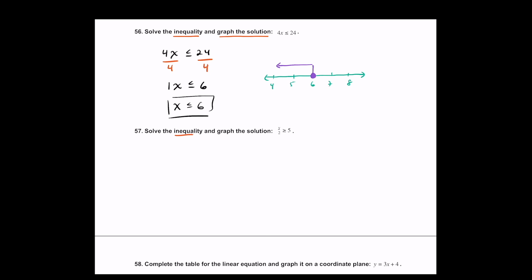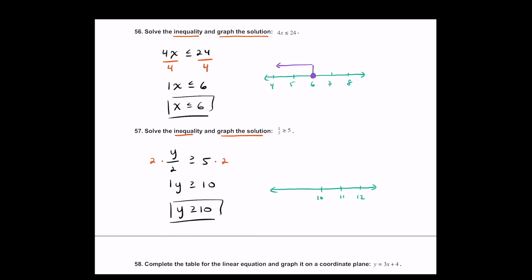For 57, we have another inequality, and then we will graph it. So we have y over 2 is greater than or equal to 5. Using the multiplication property of inequality, we can multiply both sides by 2. And we'll get 1y is greater than or equal to 10. We can drop the 1 by the identity property and say y is greater than or equal to 10. Short little number line here. 10, 11, 12, 9, 8. Fill in the circle because y is allowed to equal 10, but it also has to be numbers that are greater than 10. That takes care of some inequalities.